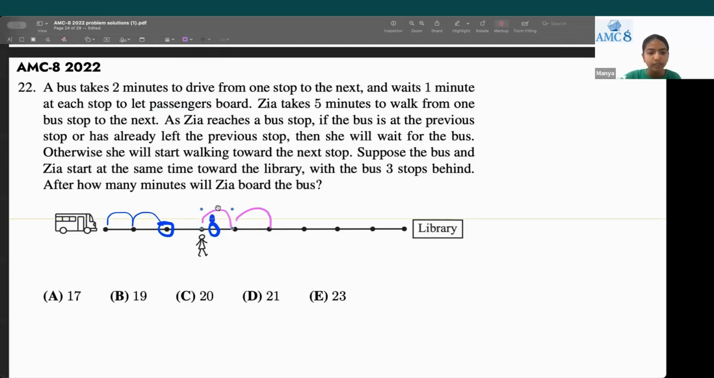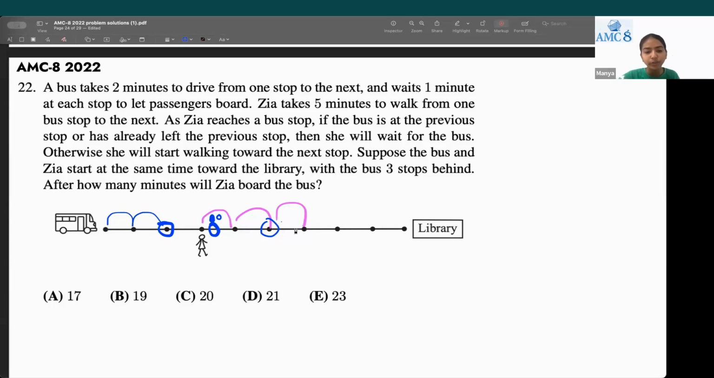After 10 minutes, and after another 5 minutes, so 15 minutes, Zia will be over here. And the bus, on the other hand, after 5 more minutes, 12, 13, 14, 15, will be over here. And since the bus is on the previous stop before Zia, Zia will just wait. And the bus will be coming in 2 minutes and the bus will have to wait for her, right? And while the bus is waiting, Zia will board the bus.